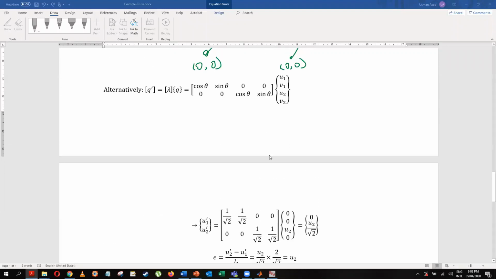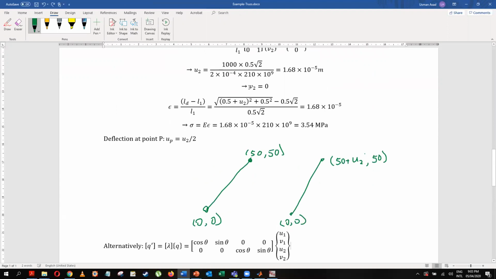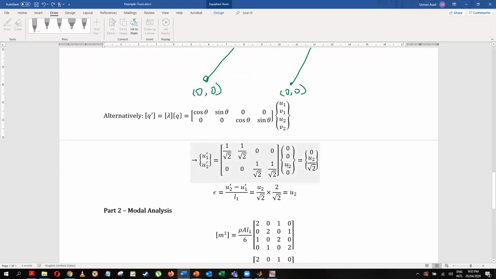So in our case, u1 and v1 are equal to 0, and we figured out that v2 is also equal to 0, right? So the only displacement that's happening is in the x direction, node 2 is moving a bit to the right. So only this thing exists. And since theta is equal to 45 degrees, all of the terms that exist are just 1 over under root 2, right?